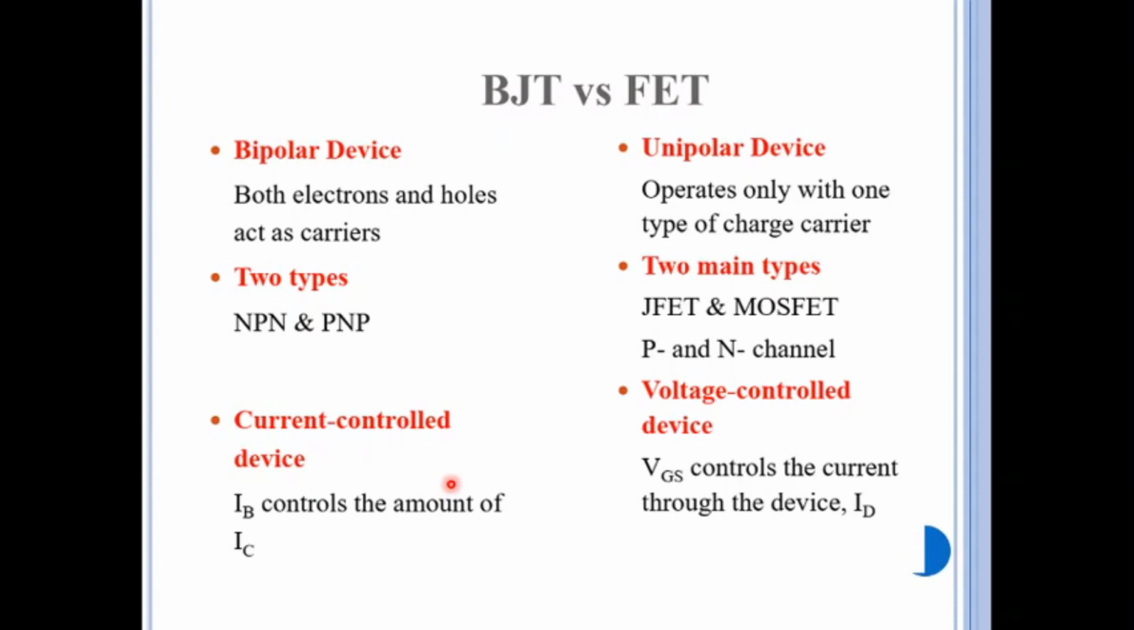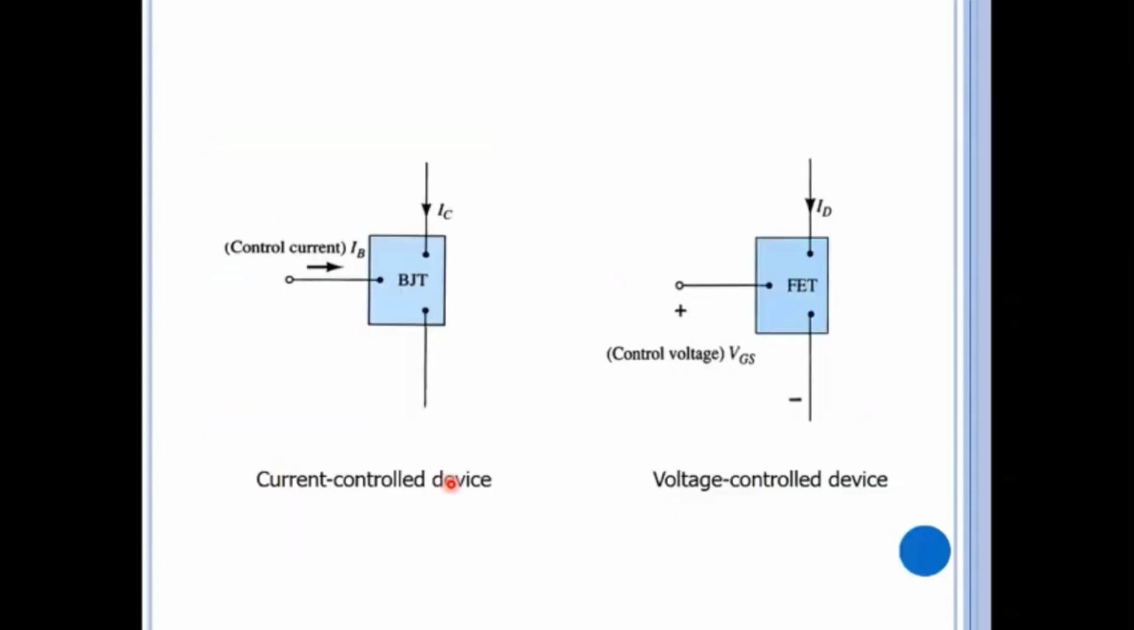In terms of the classification of control, the BJT is a current-controlled device because the output current, the collector current, is controlled by the base current. But the FET is called a voltage-controlled device because the output current, the drain current, is controlled by the gate voltage. So this shows the difference between a current-controlled device and a voltage-controlled device. For the BJT, the collector current IC is controlled by the base current. For the FET, the drain current is controlled by the gate voltage.